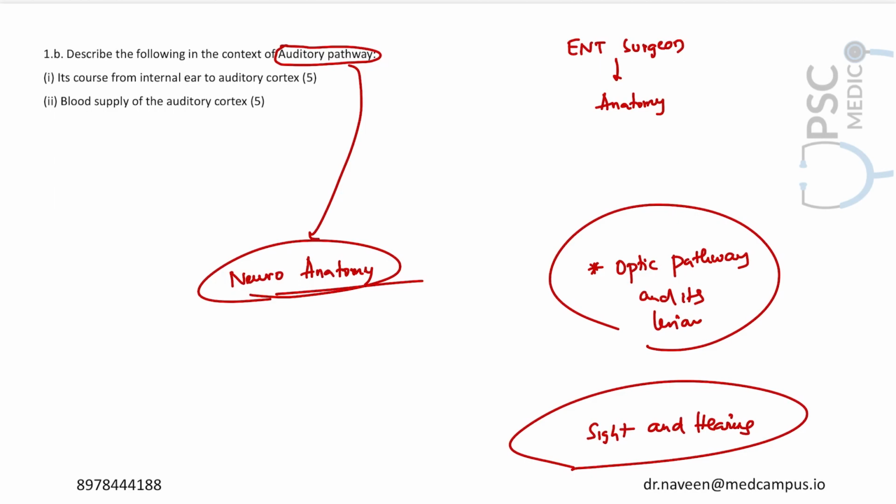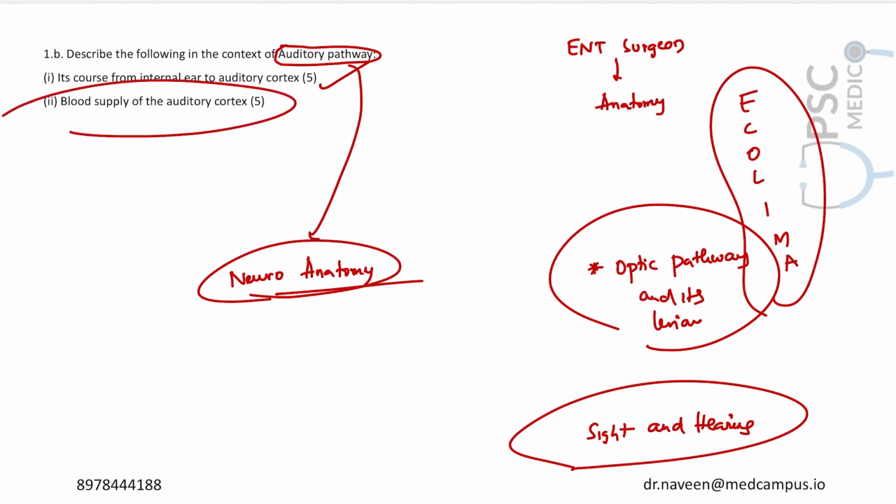So I was able to double guess that they might ask the optic pathway because that is more important, but they asked about the auditory pathway, and the auditory pathway you all know, right? A little bit of PG knowledge for aspirants who are also preparing for NEET PG, or just passed-out interns who did ENT posting. They do understand the auditory pathway is easy. That's what they're asking: the course from the internal ear to the auditory cortex.